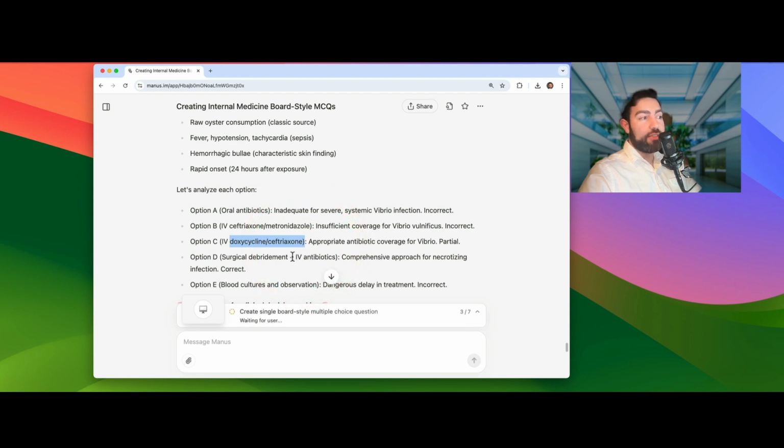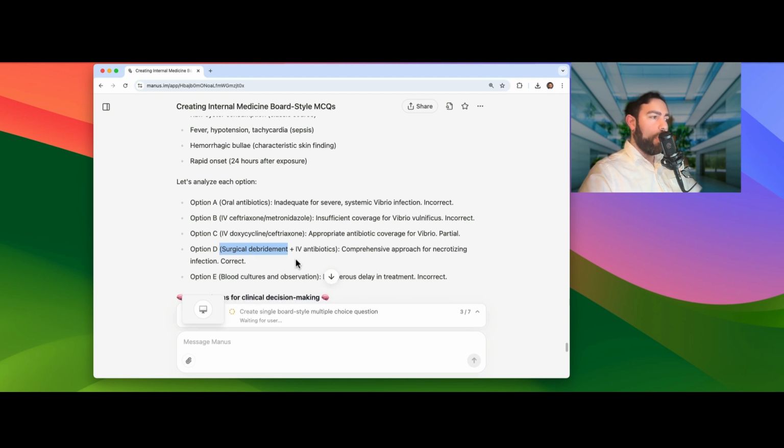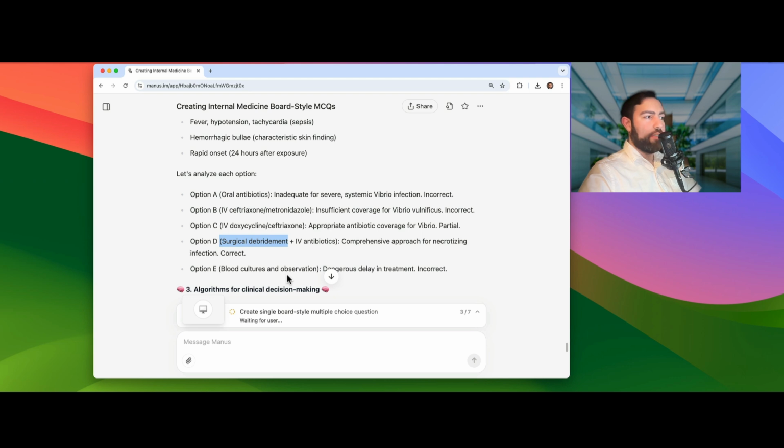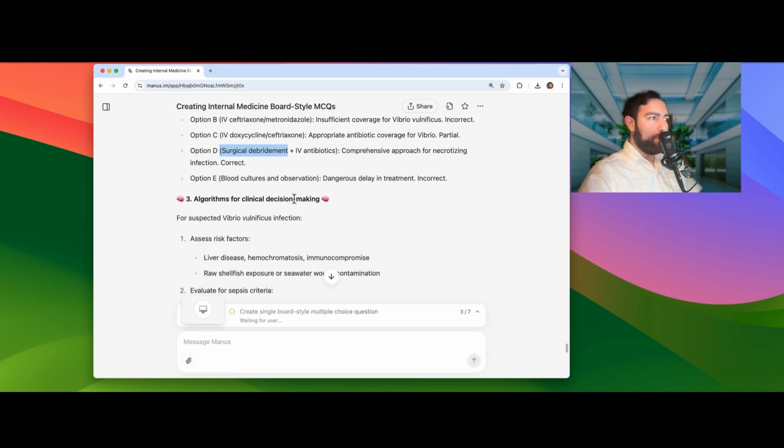But remember, this is necrotizing fasciitis with hemorrhagic bullae. So you need to also pick surgical debridement, just like with any other necrotizing fasciitis, right? Because this is a very rapidly progressive infection and the patient could die. So that was the option there. And again, going through these steps.